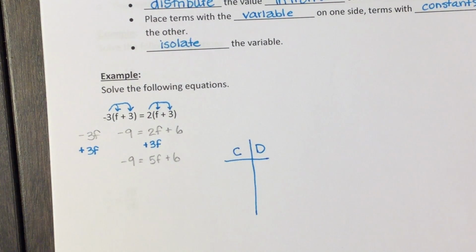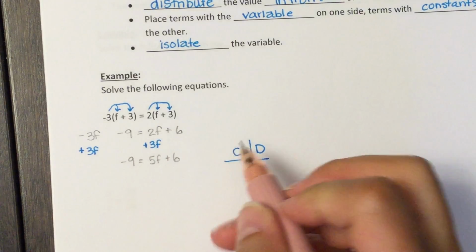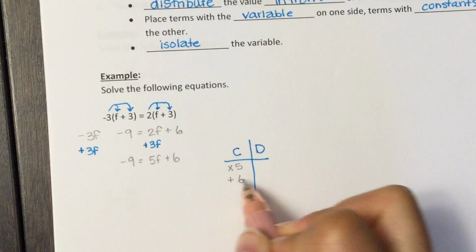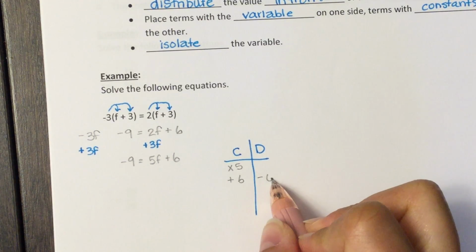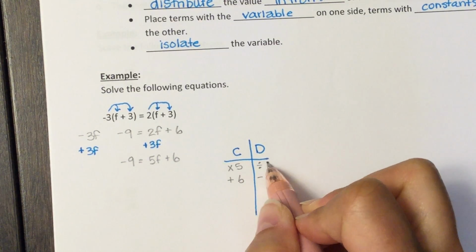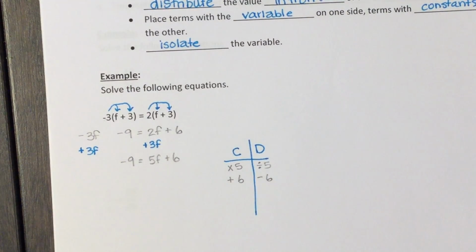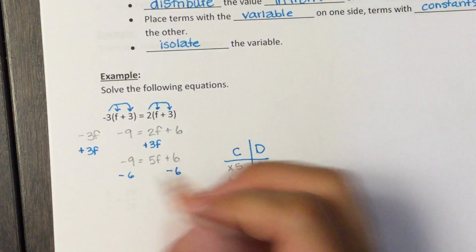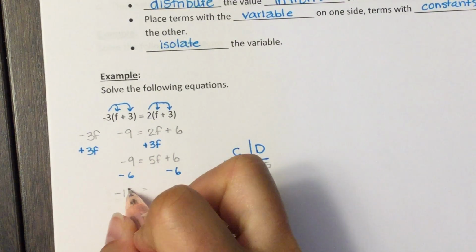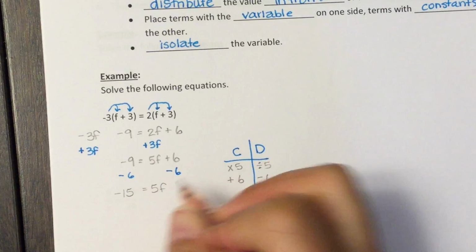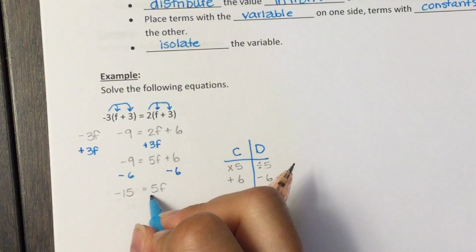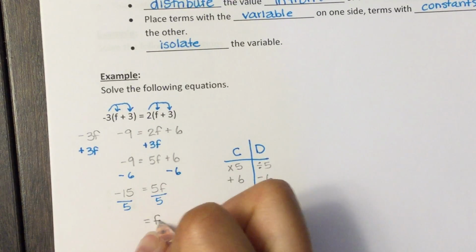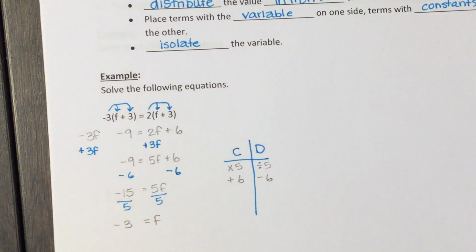So how is it set up? How is it constructed? Well, f is being multiplied by 5, and then we are adding 6. So the opposite of that is subtract 6 and divide by 5. When we do that, minus 6 minus 6, that gives us negative 15 equals 5f. And then we're going to divide by 5. f equals negative 3. Right on.